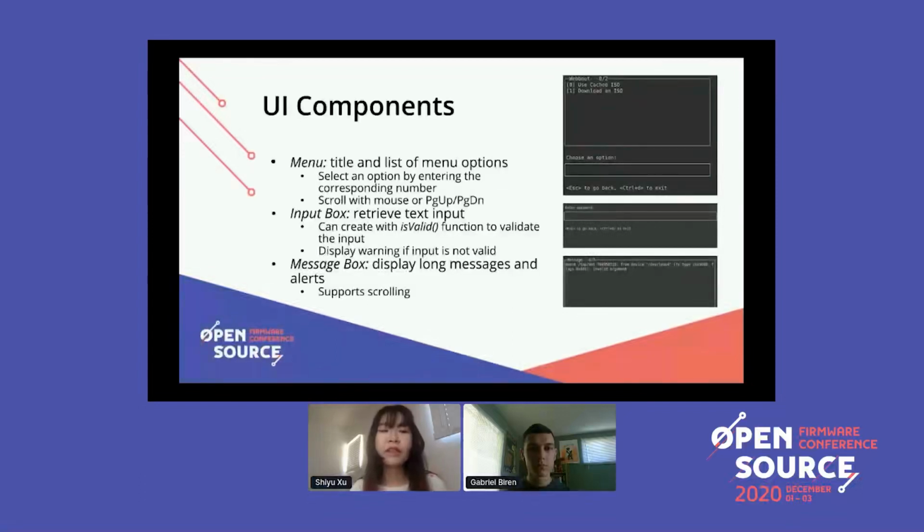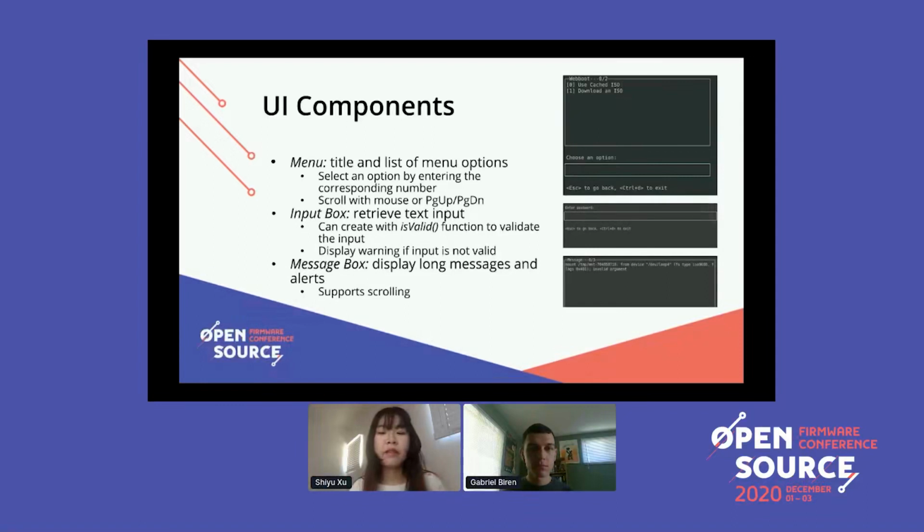And the input box allows the user to input something. This input box has a function called isValid to check if the input is valid or not. That is, if this input box asks for a website address and you input something like 1, 2, 3, 4, 5, it will say it is invalid.